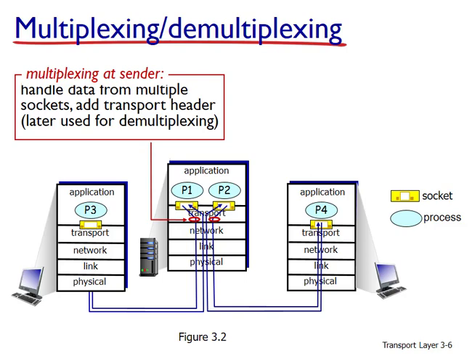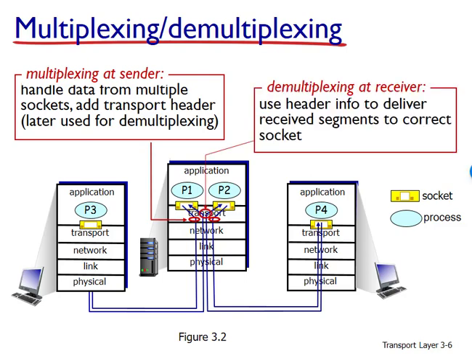This job of delivering the data in the transport layer segment to the correct socket is called demultiplexing. The job of gathering data chunks at the source host from different sockets, encapsulating each data chunk with header information that will later be used in demultiplexing, to create segments, and passing segments to the network layer is called multiplexing.